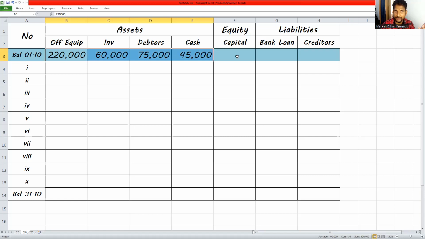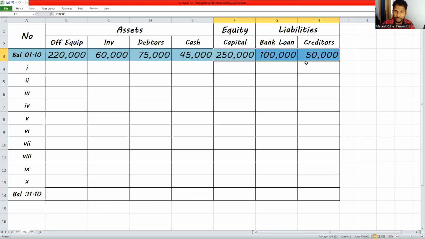Addition of assets in the beginning. Capital. Opening capital 250,000. And there is a bank loan worth 100,000 in the beginning of the month. Don't use plus signs when you record the balances, because all these are positive balances. And creditors 50,000. See, in the beginning, the addition of the equity and the liabilities is also exactly 400,000. That has to be satisfied in the beginning. Good. Now let's record the transactions.